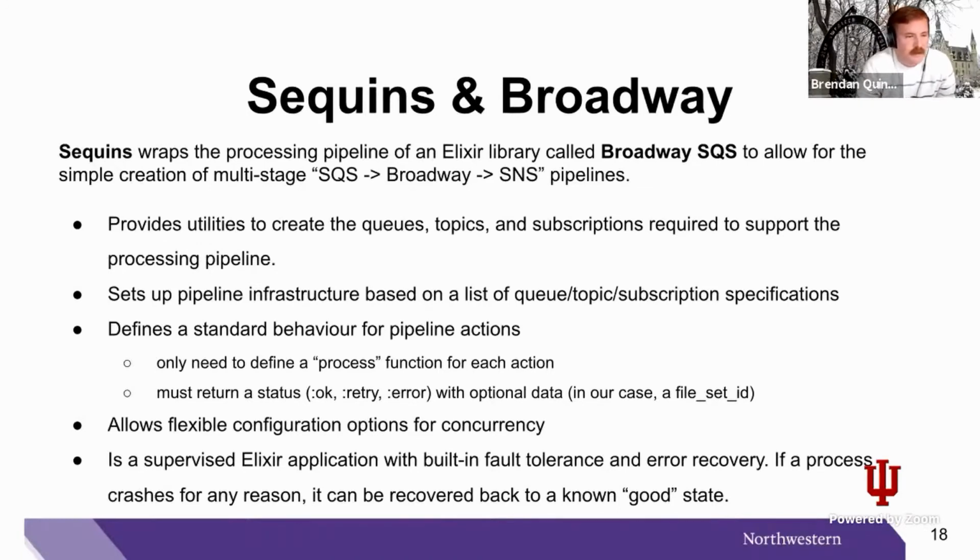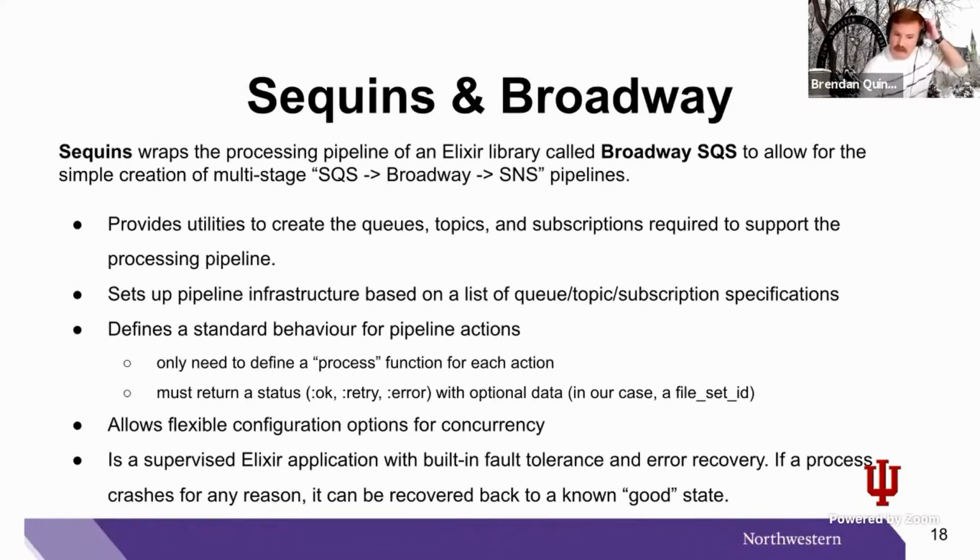At a high level, Sequins provides utilities to create queues, topics, and subscriptions that support the pipeline in Amazon SQS and SNS. It allows you to set up the infrastructure, so it creates the queues and topics and subscriptions using the AWS SDK. It defines a standard behavior for pipeline actions. Each action, which I'll go into in a minute, only needs to define one process function that returns a status and optional data. So you do some work and you say either okay, retry, or error, and optional data. In our case, it's usually just the file set ID.